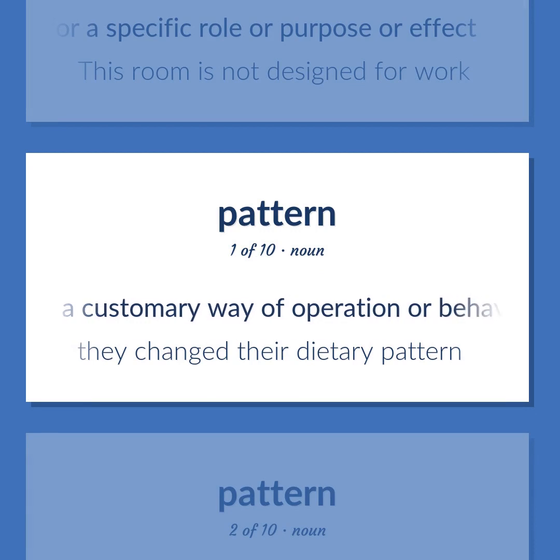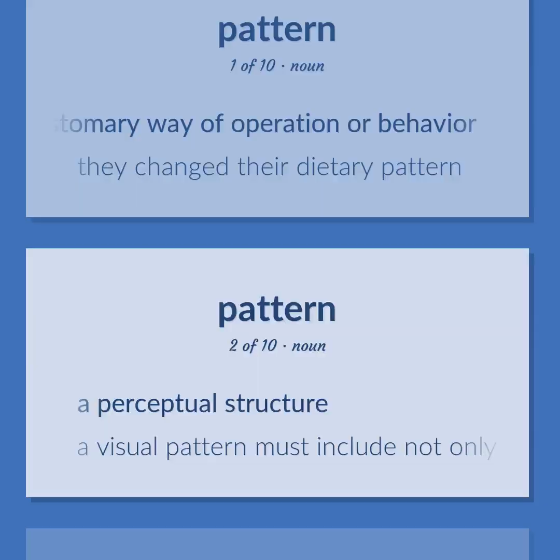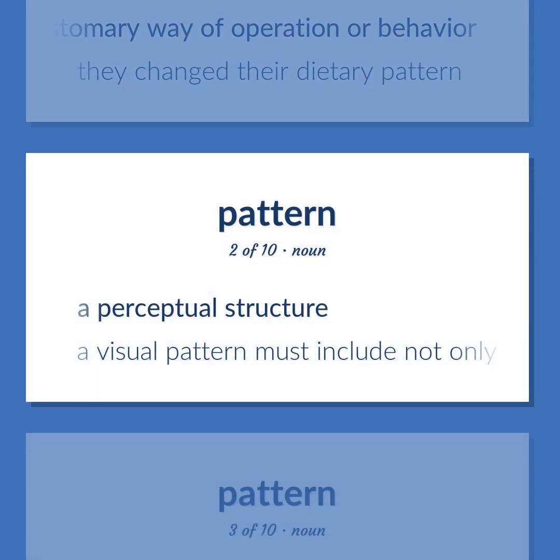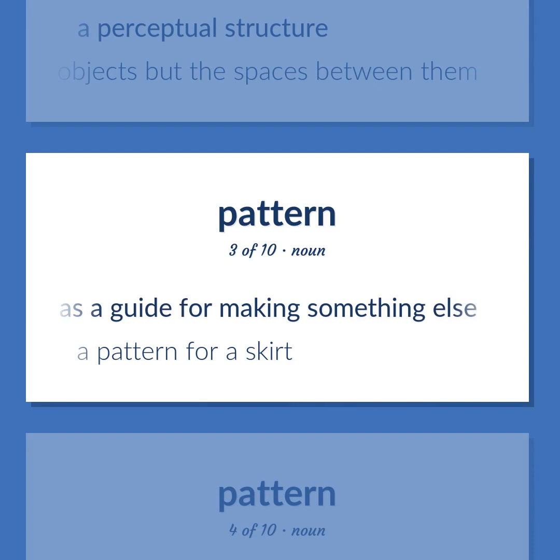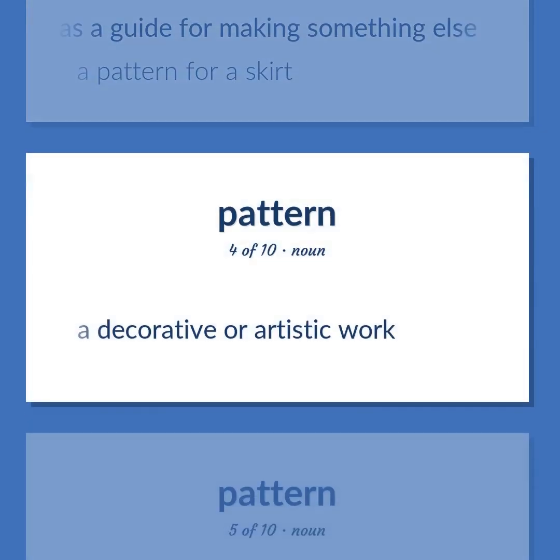A customary way of operation or behavior. They changed their dietary pattern. A perceptual structure. A visual pattern must include not only objects but the spaces between them. Something intended as a guide for making something else. A pattern for a skirt. A decorative or artistic work.